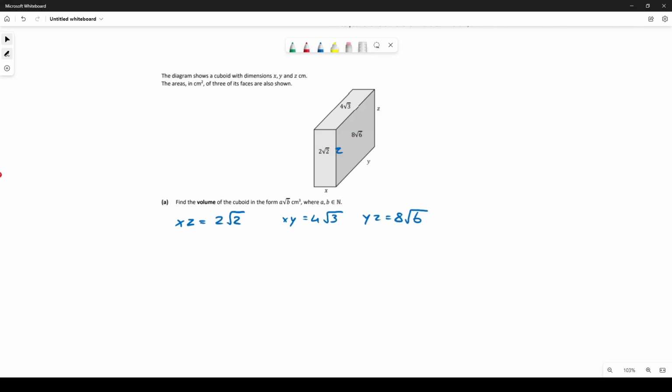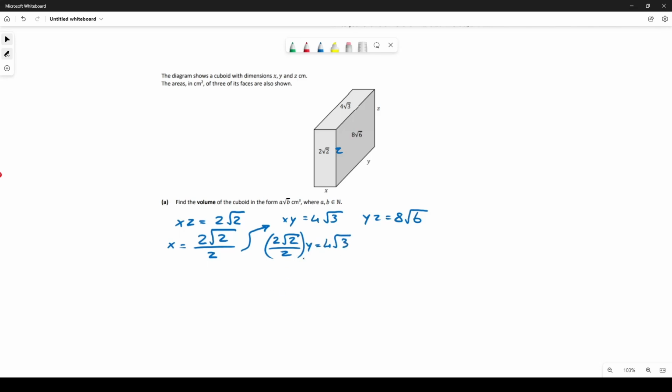And then what you do is do simultaneous equations, but again, remember I said, if there's anything weird to it, you have to do it the middle way that I did earlier, where you sub it in. So what you do, for example, is you'd say, oh, x is equal to 2 root 2 divided by z, and then you sub that into this one, and you'd get 2 root 2 over z multiplied by y is equal to 4 root 3.